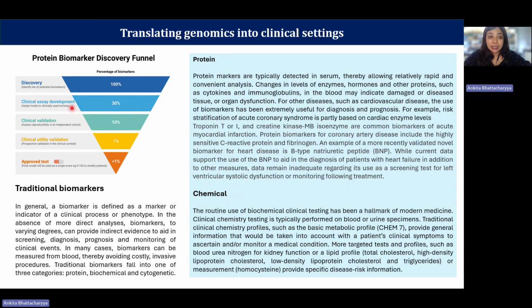Following that, you have clinical validation that considers reproducibility in independent cohorts, so that there are no racial biases, no genetic background biases, no environmental biases. And from there, clinical utility needs to be validated, where prospective validation can be done in the clinical context, in patients. And the final model will be used as a single score, for example, 0 to 100, which is going to be able to stratify patients. And that gives you less than 1% of all of the biomarkers that you thought about.